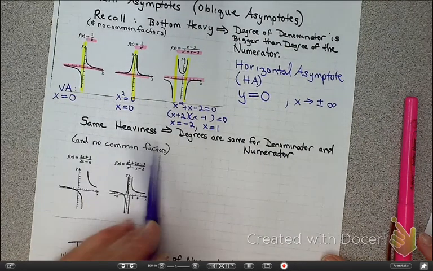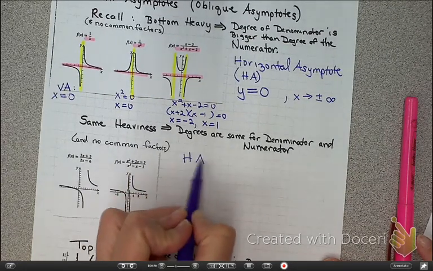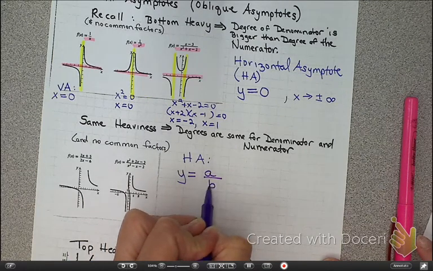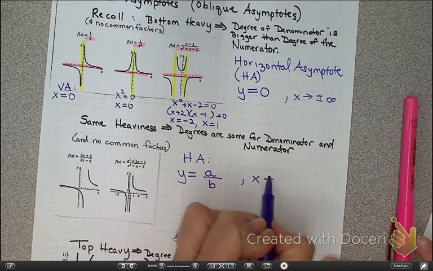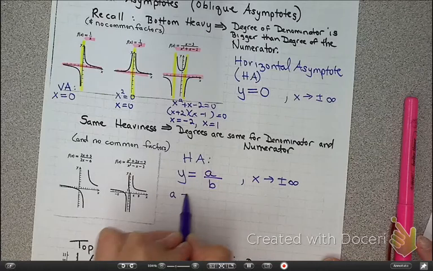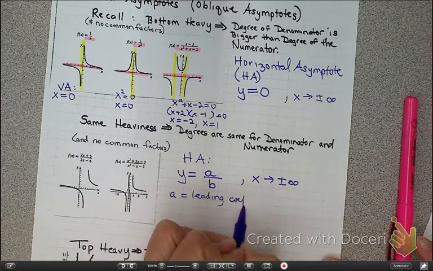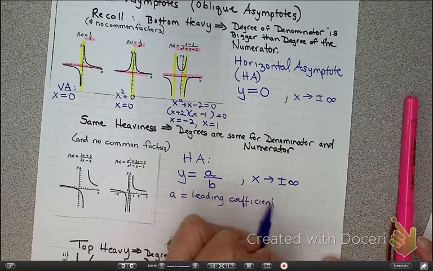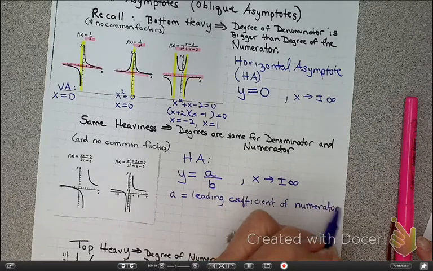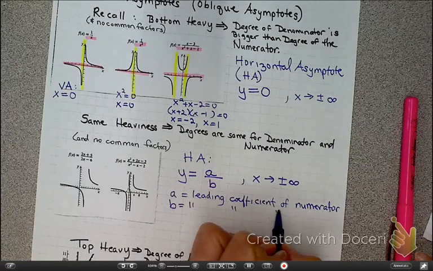Okay, now we said when the degrees are the same in the denominator and the numerator, then we call that same heaviness. Then for the horizontal asymptote, it's always going to be y equals a over b. And remember, this is when x approaches positive or negative infinity. A is the leading coefficient of the numerator, and b is the leading coefficient of the denominator.